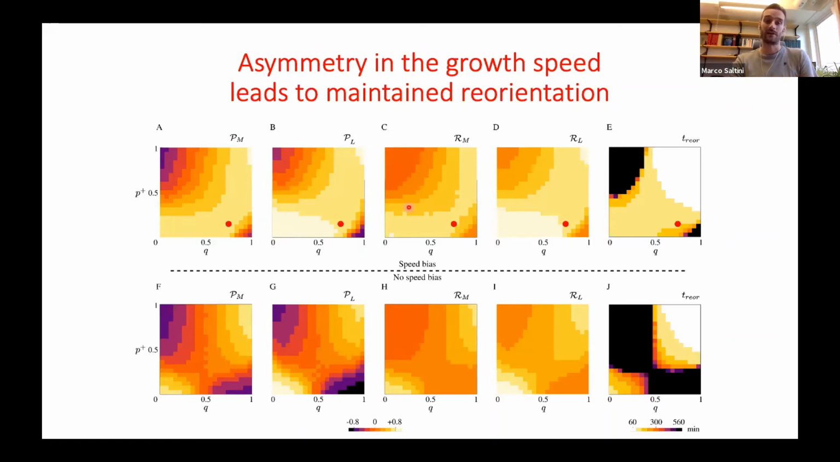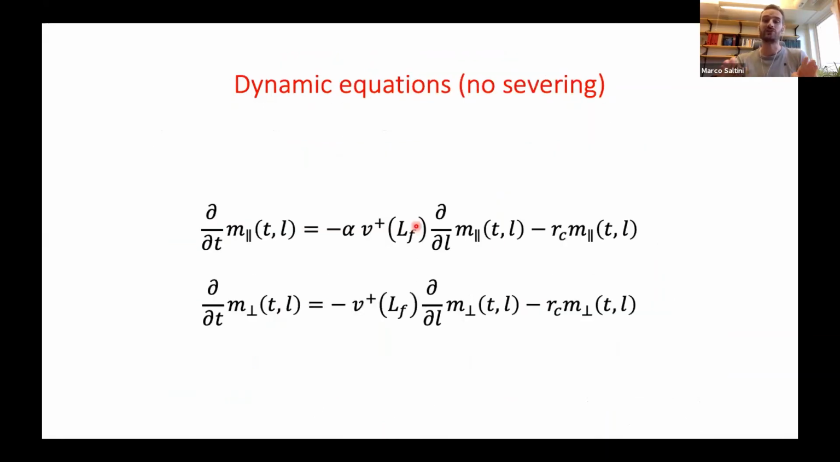So now one can, of course, argue that maybe all these things sum up together, and you can have the longitudinal lock-in only if you have a bias in the speed, a high probability of stabilization after severing, and also a good degree of preferential severing for the longitudinal microtubules. To see if that is indeed the case, we study analytically the model in which we do not consider any possible severing event.